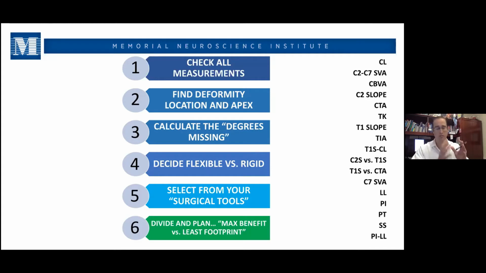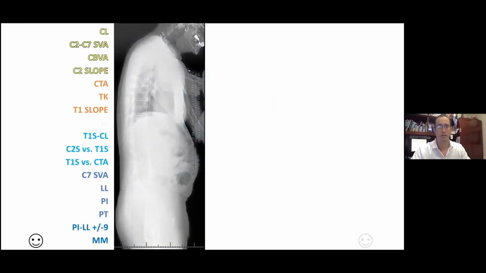How do I go from a number of degrees, the imaging data, I've sped through the process, I'm head to toe with numbers. What tools do I pick, and how do I divide that across this patient and maximize the benefit with the least amount of footprint and hopefully least amount of risk? So I wanted to lay that out visually, and I kept that up in a few of the slides as we move forward. So this is going to be the first example.